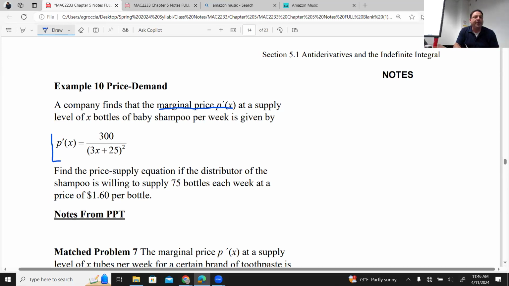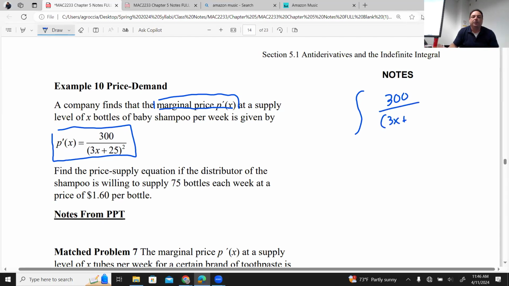So here you have a derivative. And that is for price, marginal price, 300 over (3x plus 25) squared. Now, that's great. You gave me marginal price, but what I want is price. So how do I go from marginal price back to price? What are you going to do? Integral. So why do we take the integral? Because we're starting with the derivative. We're starting with the derivative, and we're going to original price. So we're going to take the integral with respect to x.